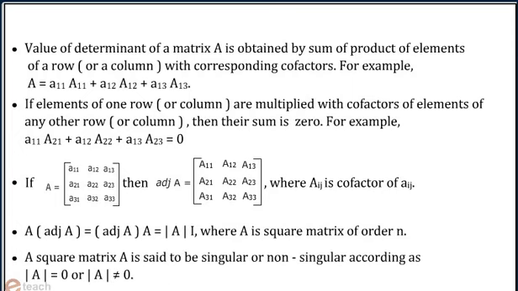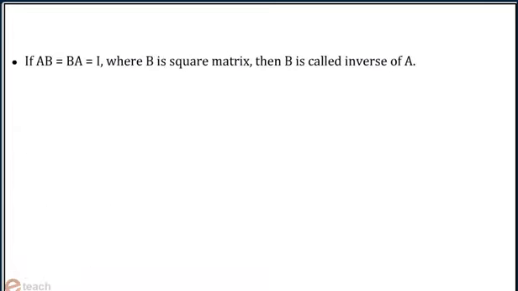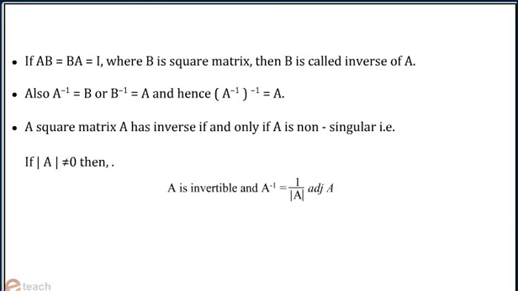A square matrix A is said to be singular or non-singular according as determinant A equals 0 or determinant A is not equal to 0. If AB = BA = I, where B is a square matrix, then B is called inverse of A. Also, A inverse is equal to B, or B inverse is equal to A, and hence (A inverse) whole inverse is equal to A. A square matrix A has inverse if and only if A is non-singular.